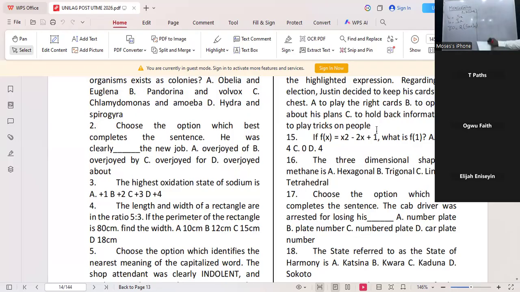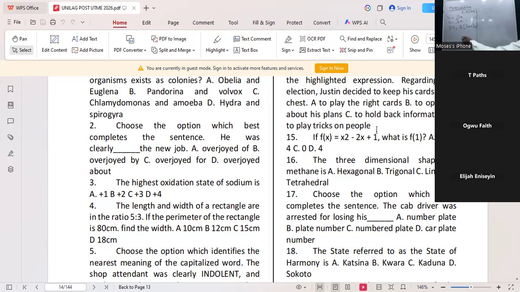This question is from last year's post UTME. All these questions are live questions. That's why you have to learn how to practice more. By next week we'll be visiting past questions from Ife, and from UI. From any school, they can set from anywhere. Don't restrict yourself to only Unilag.